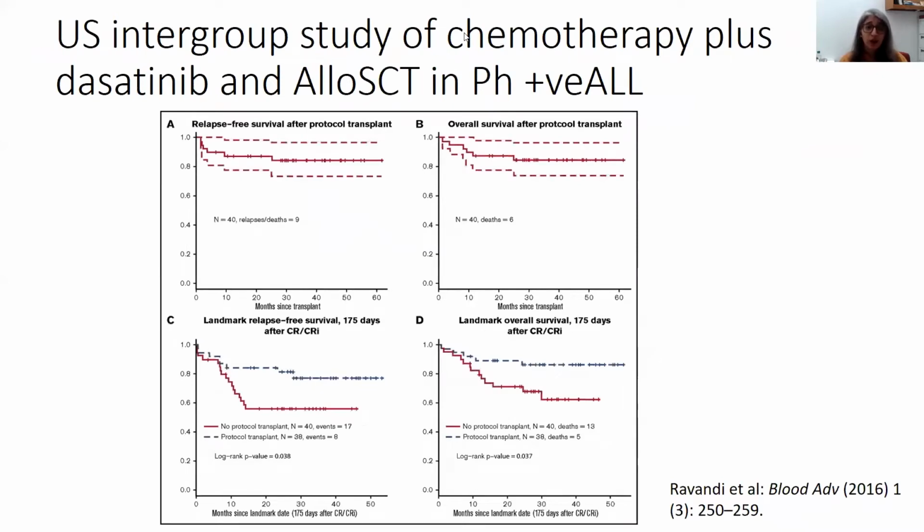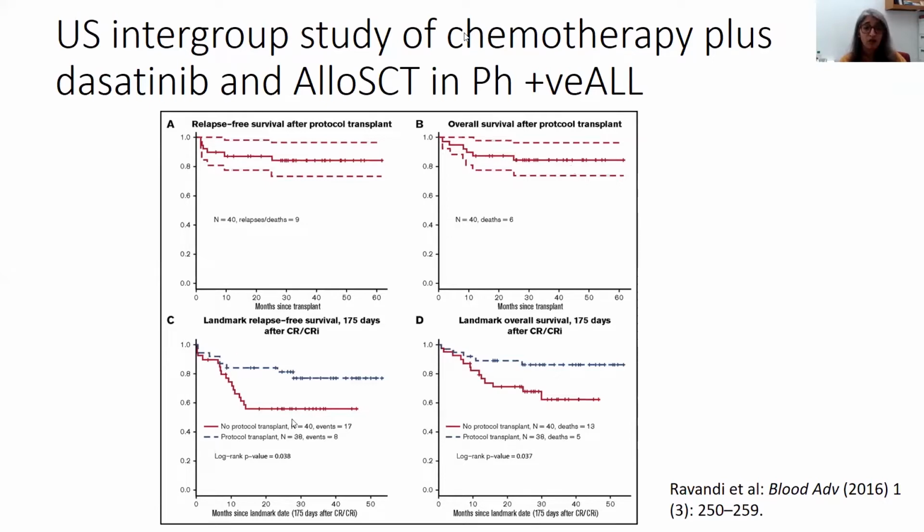The US intergroup also looked at an adult population with Philadelphia positive ALL, and in this they looked at the addition of dasatinib, a tyrosine kinase inhibitor against BCR-ABL, along with chemotherapy, which was hyper-CVAD for this protocol. They prospectively looked at the Philadelphia positive population. Two things really stand out from the study. One is that with the advent of dasatinib, you have an improvement in survival, with overall survival close to about 80%.